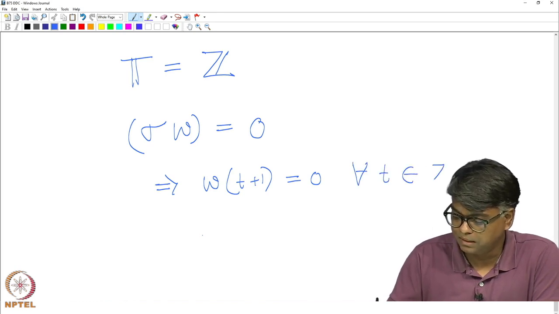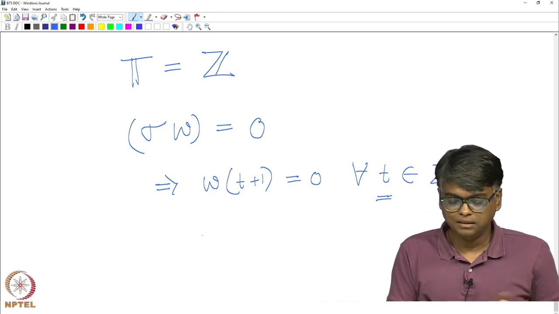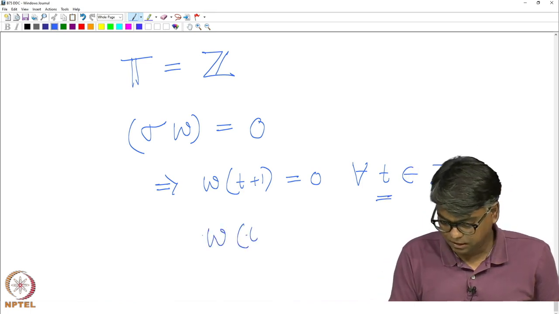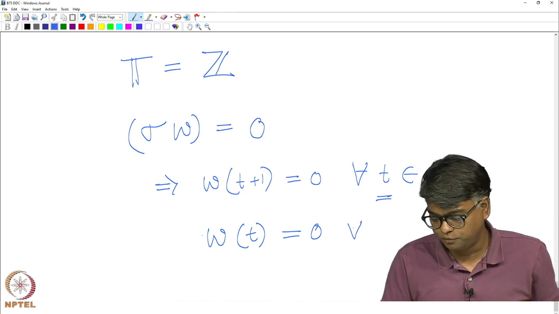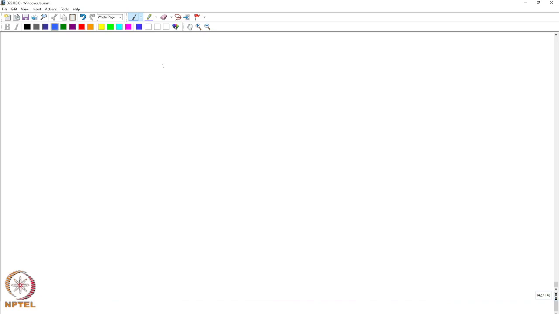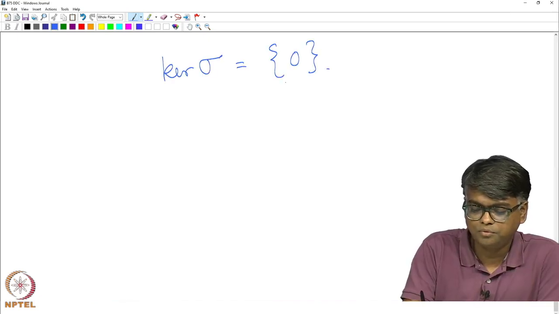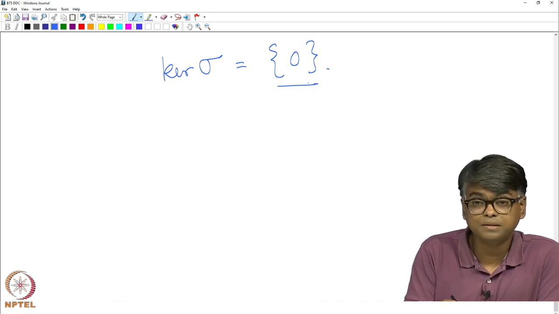Now, in Z, if T is allowed to be anything from Z, then this is the same as saying W T is equal to 0 for all T in Z. Just think about it. If W T plus 1 is 0 for all T in Z, W T must also be 0 for all T in Z, which means W is the 0 trajectory. So, indeed the kernel of sigma is the 0 trajectory only. So, therefore, sigma is invertible.